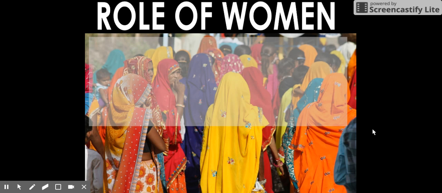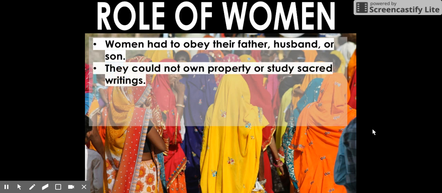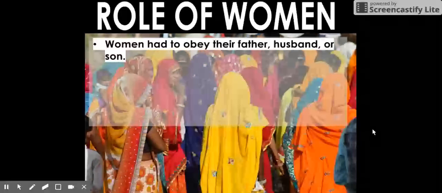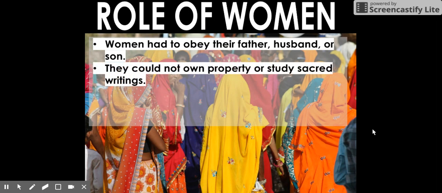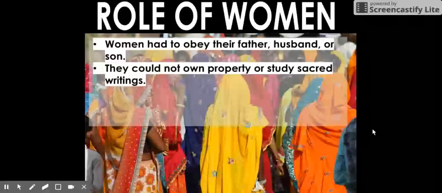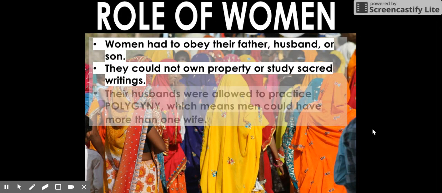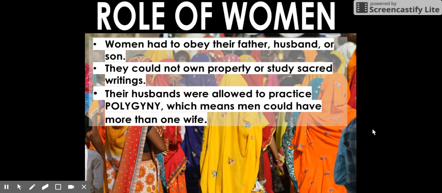Now let's see what's going on in India. How are women treated? Okay, so women had to obey their father, husband, or son. So they were subject to the males that were around them in their lives. They could not own property or study sacred writings. Their husbands were allowed to practice polygyny. This means that men could have more than one wife.